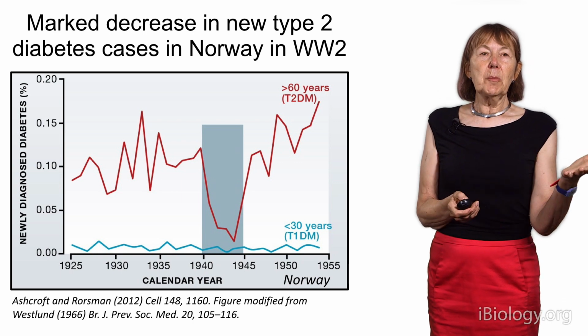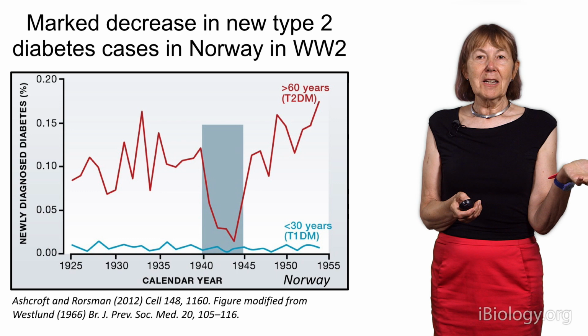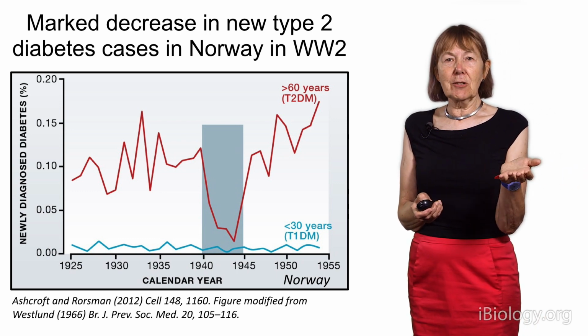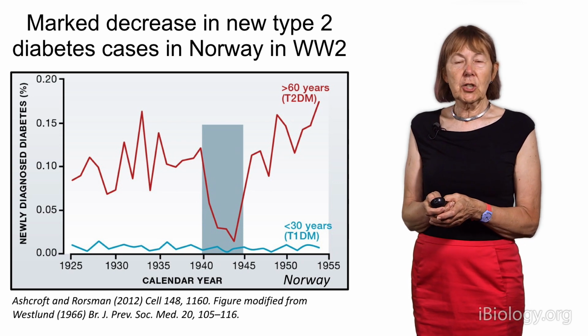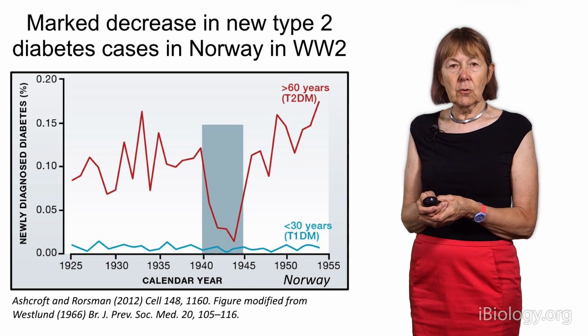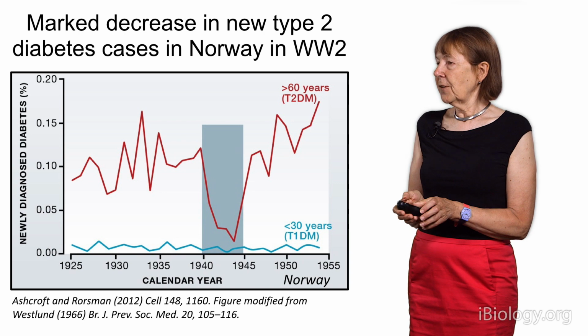Of course, we all know the problem, why obesity is increasing. It's very simple. It's just one should eat less and exercise more. And this is demonstrated actually in this very interesting figure that I have here, which shows the increase in new cases of type 2 diabetes in Norway between 1925 and 1955.